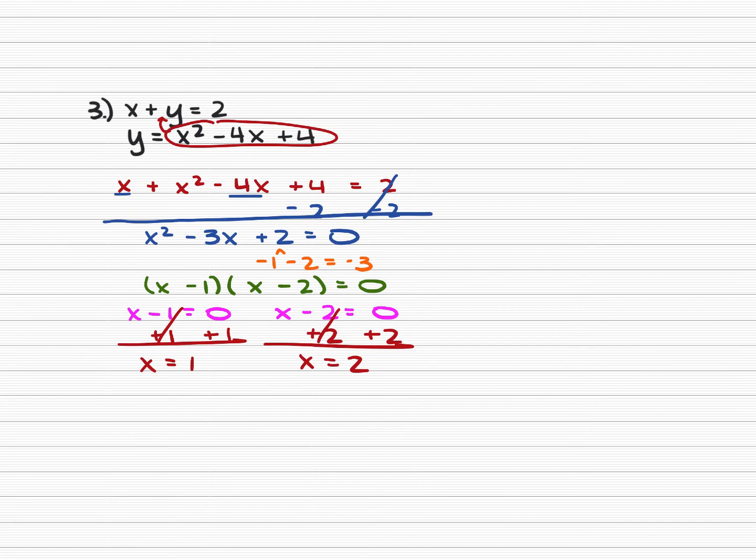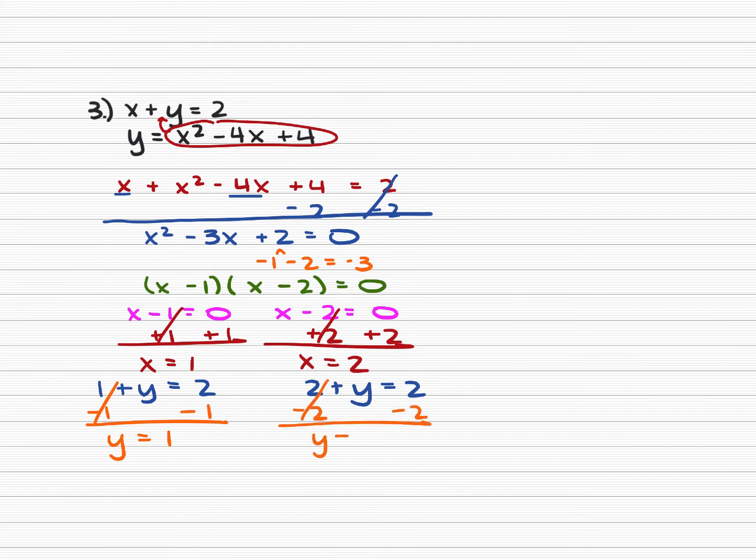I'm going to use the top equation, so I'm going to have 1 plus y is equal to 2, and 2 plus y is equal to 2. We're subtracting the 1 from each side to get y is equal to 1, and we're subtracting the 2 from each side to get that y is equal to 0. So your two solutions here are 1, 1, and 2, 0.